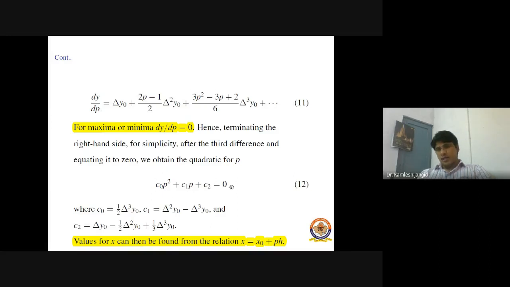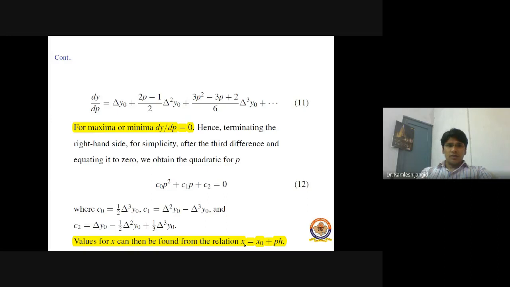quadratic equation in p. Here, if we compare the coefficients of p square, p, and the constant terms, we get C0, C1, and C2. Now, from this equation, we find the value of p, and if we substitute the value of p in the relation x equals x0 plus ph, then we find the value of x. At that value of x, we find the value of the function, which is either maximum or minimum.